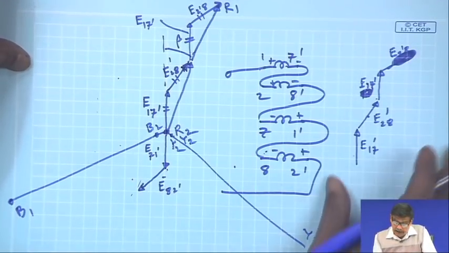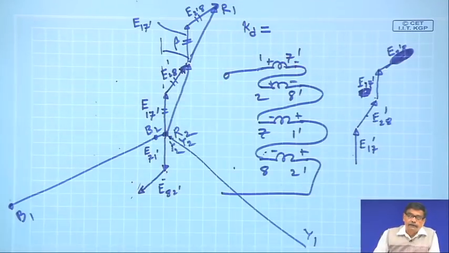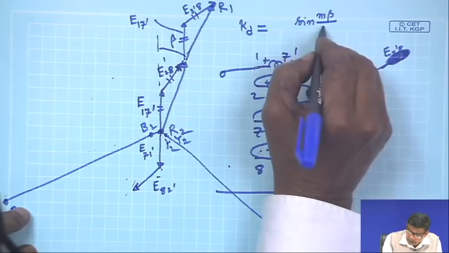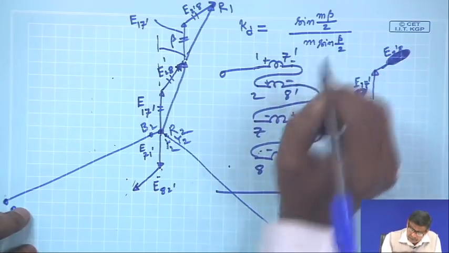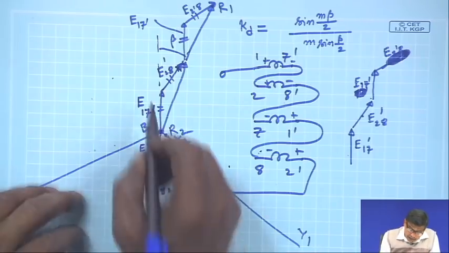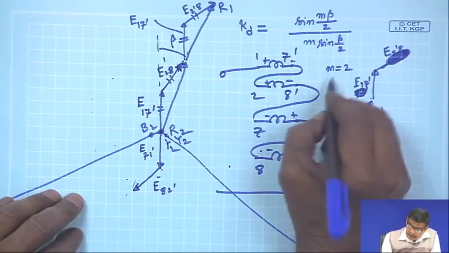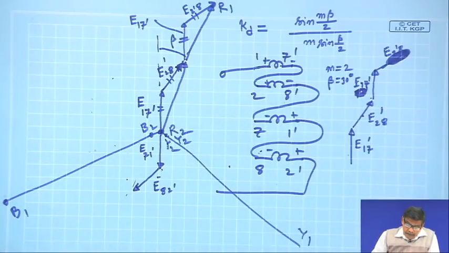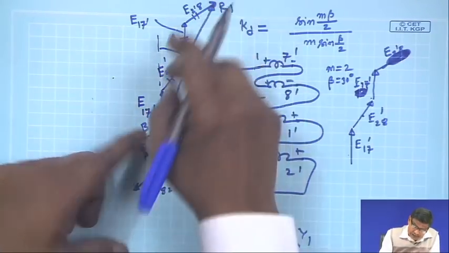Now, suppose I want to calculate the distribution factor of this winding. Distribution factor, you remember, it is sin(mβ/2) divided by m sin(β/2), is it not? The question is, what should be the value of m I should take? For a group, m is 2, and β is of course 30 degrees electrical. Of course, you can take m equal to 4, then 2, that 2 cancels out.